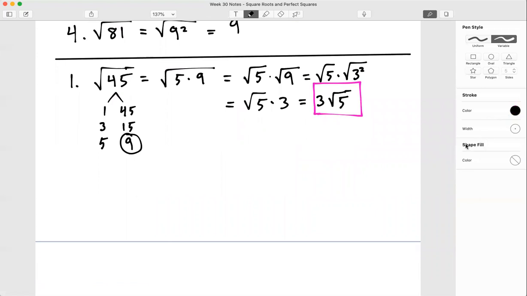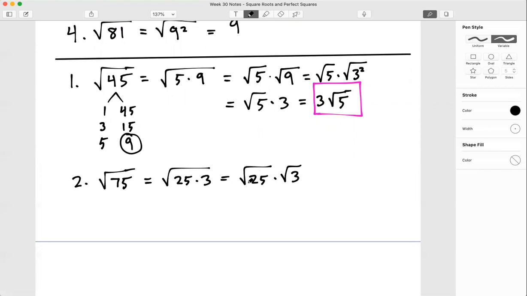Number two, we're going to take the square root of 75. Oops, that is not a 7. All right. So what perfect square is in 75? Well, you would know that it is 25. 25 times 3. And then because of this interesting multiplicative property of square roots, we can write it like this.